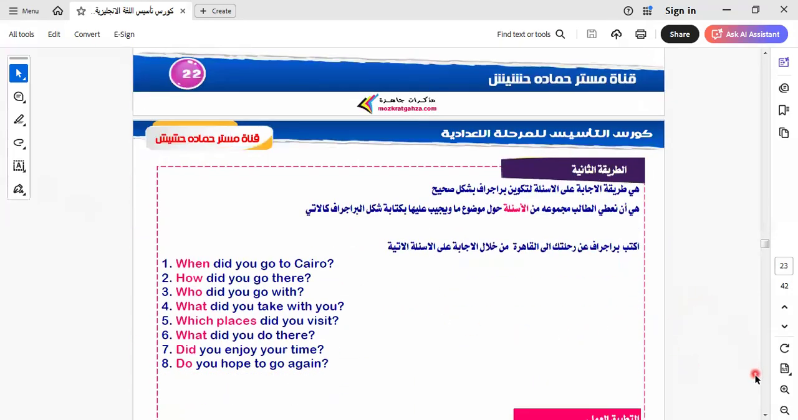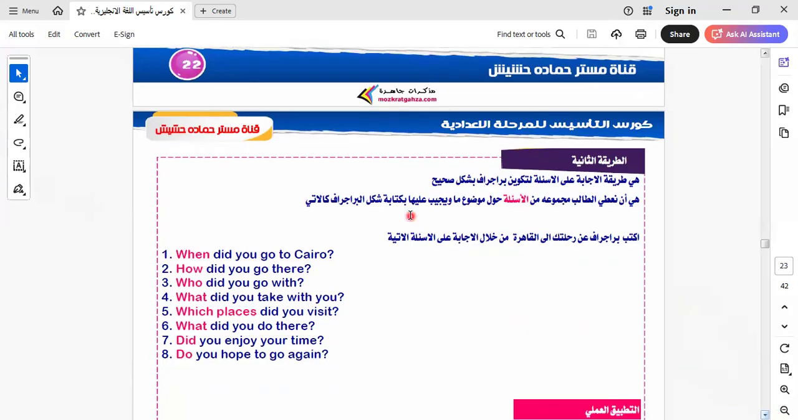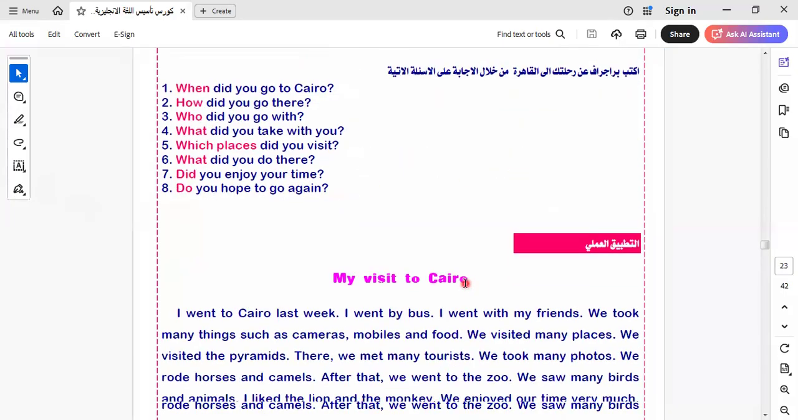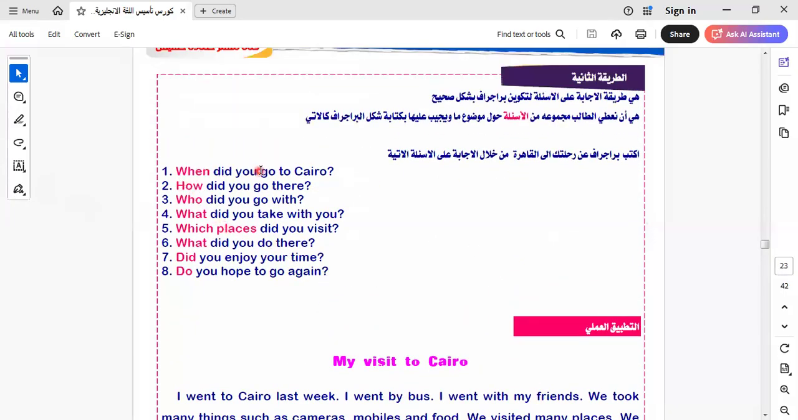When we talk about the paragraph, we have WH questions that we ask before I answer the paragraph: when, how, who, what, which, do, and did. Here we talk about what? About visiting Cairo. So when did you go to Cairo? How did you go there? So I ask about the means of transport. Who did you go with? So I ask about the person that you went with. What did you take with you? So the things that we took with us when we went to Cairo. Which places did you visit?